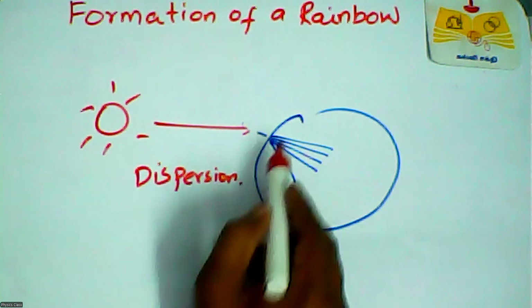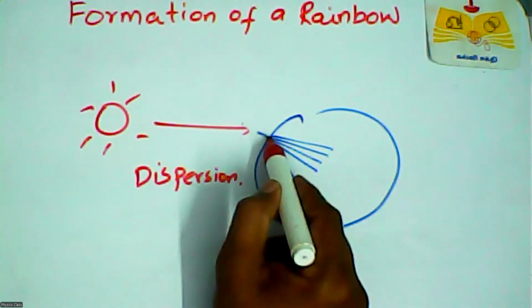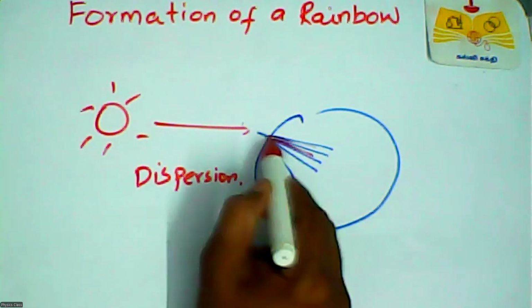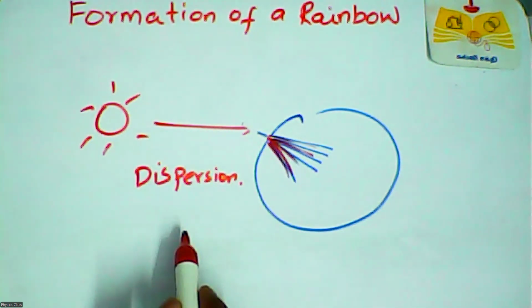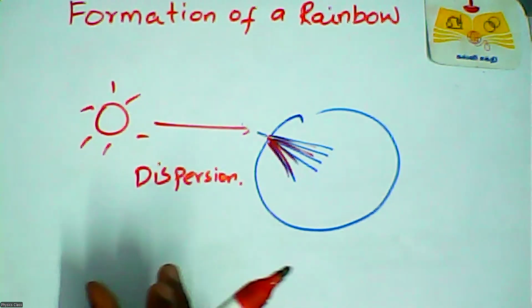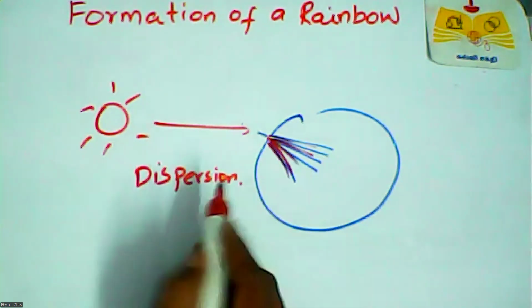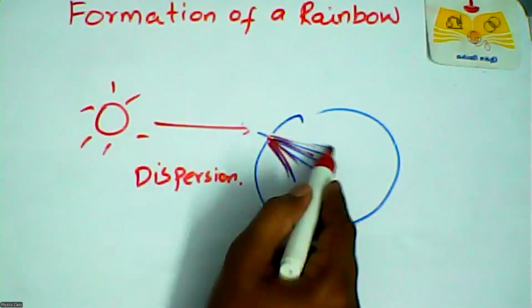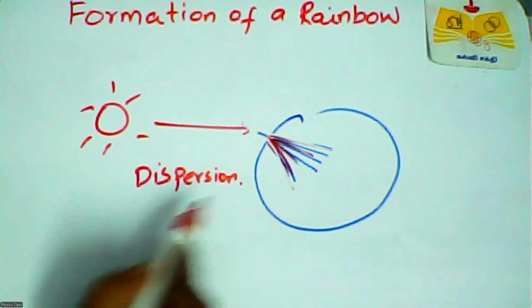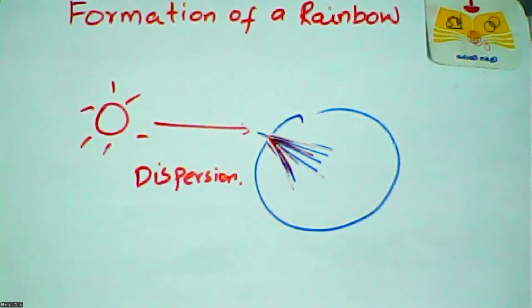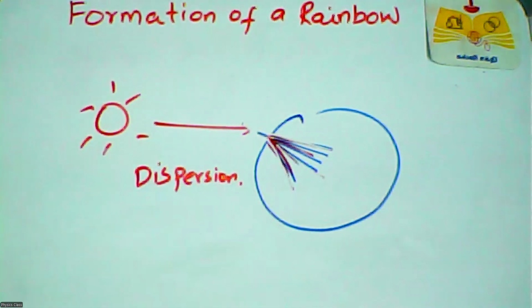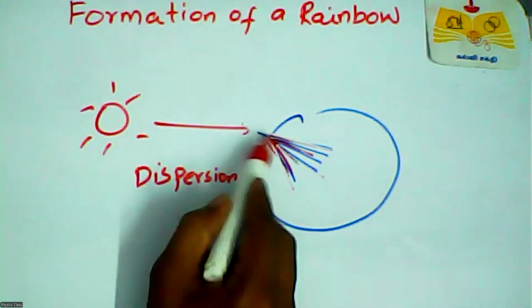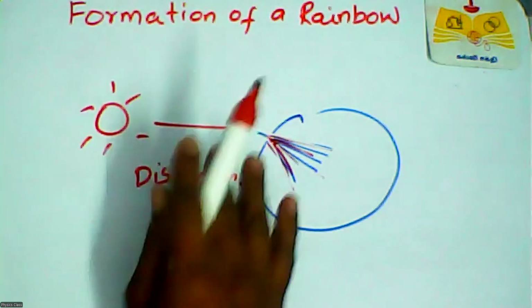In that area, light splits into its constituent colors, but the angle is different for different colors: red light at one angle, violet at another, green at another. Because every color has a slightly different wavelength, it is refracted at a slightly different angle.